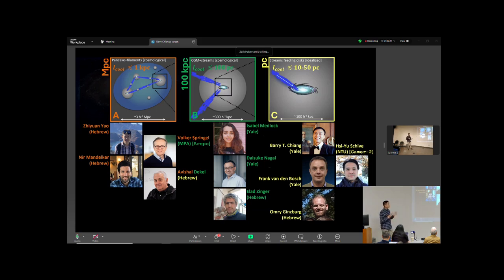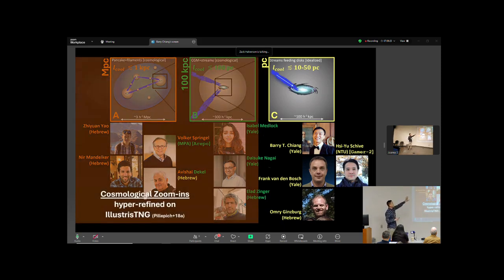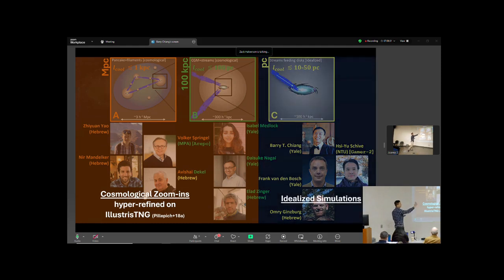So at a very high level, for parts A and B, we have cosmological zoom-in simulations. They're hyper-refined on IllustrisTNG. And then on the very far end on the right, we have idealized simulations.